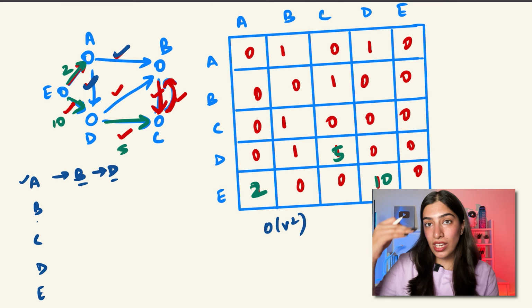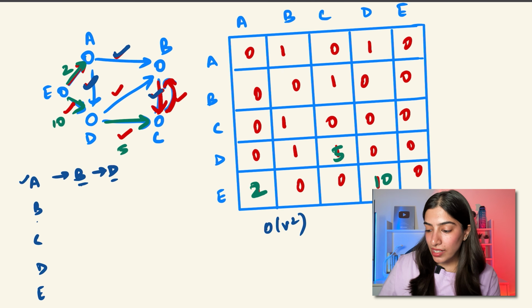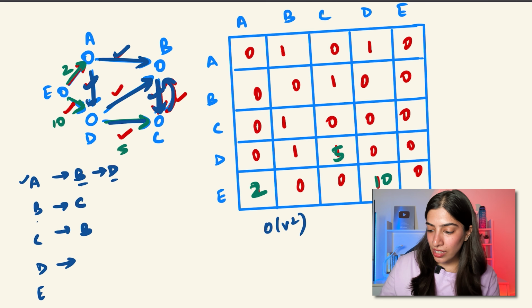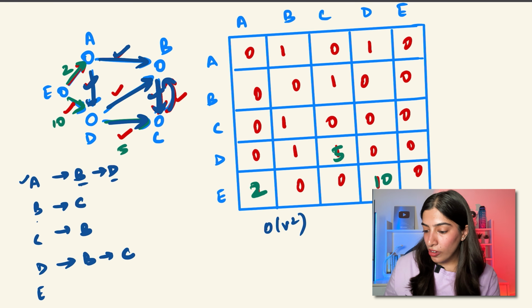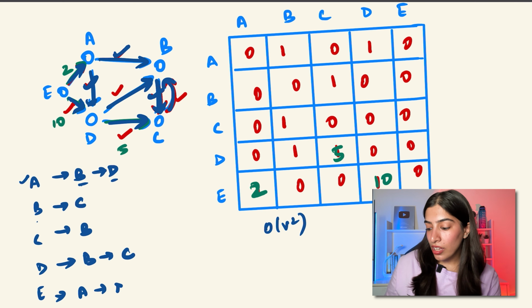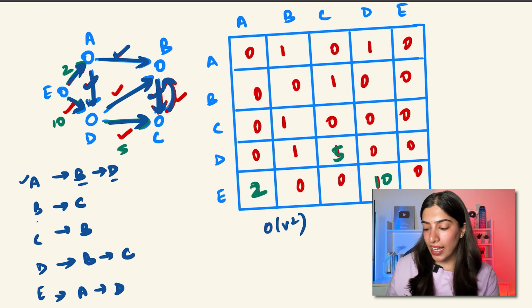In B, what are the outgoing edges? Basically there is B to C, so I am adding it over here. Is there any other edge? No. For C, there is B. Is there any other edge? No. For D, there is B and there is C. For E, there is A and D. So how much space is this actually taking?